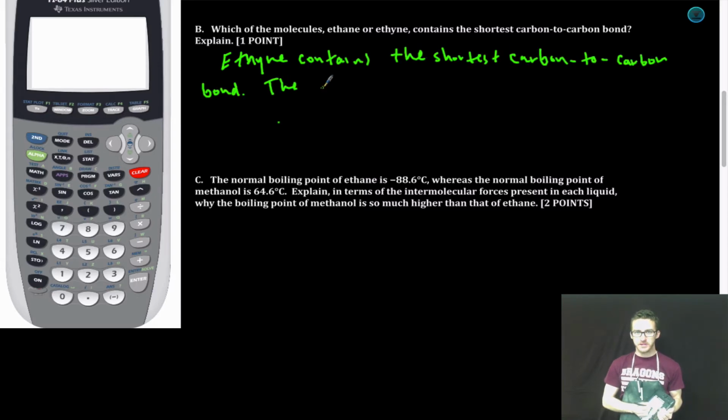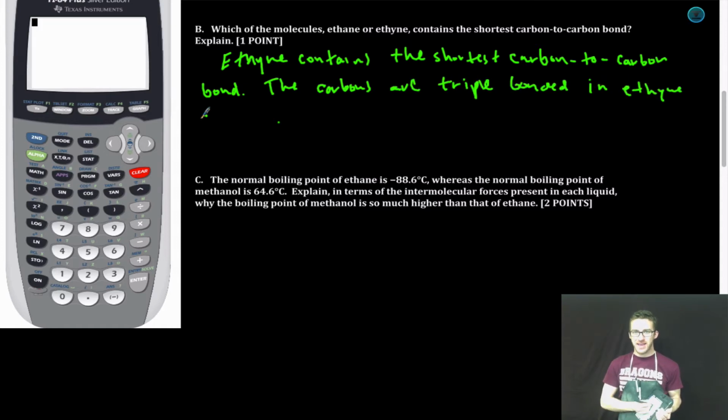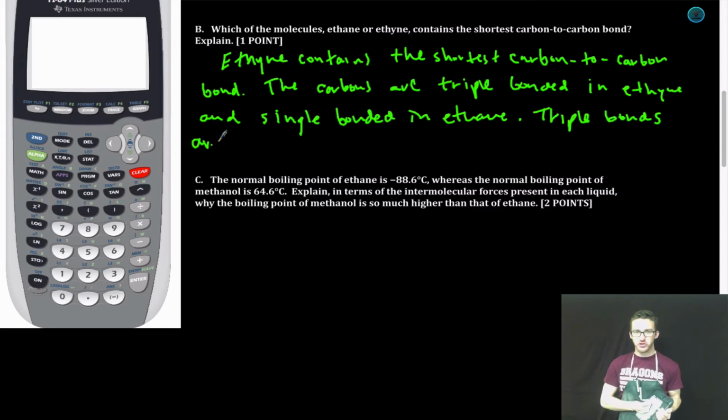The carbons are triple bonded in ethine and single bonded in ethane. Triple bonds are shorter than single bonds.